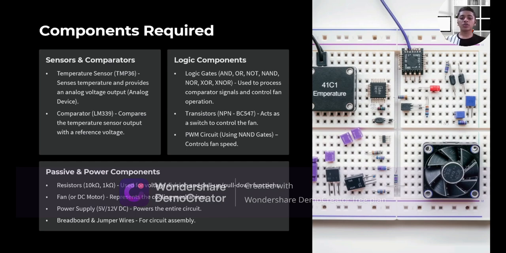Logic gates are used to process the comparator signal and control fan operation. A transistor acts as a switch to control the fan, and a PWM circuit controls fan speed. Resistors are used for voltage division and pull-up and pull-down functions, and also for the reference voltage. The fan represents the cooling mechanism. A power supply of 5 volts to 12 volts powers the entire circuit. A breadboard and jumper wires are used for circuit assembly.